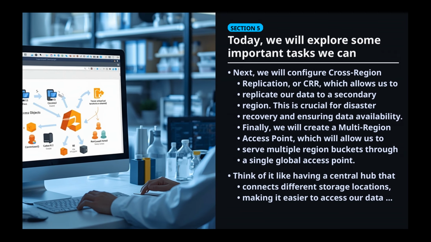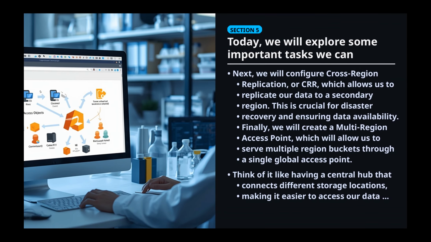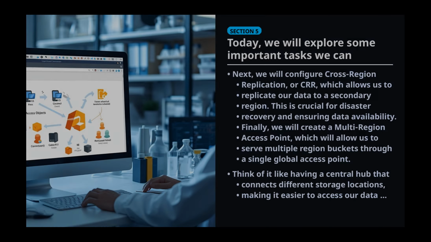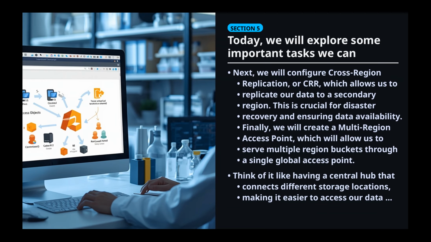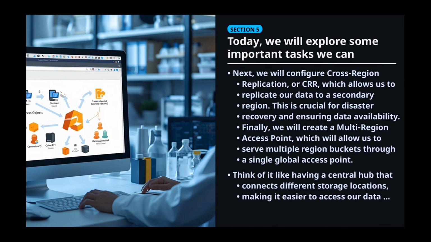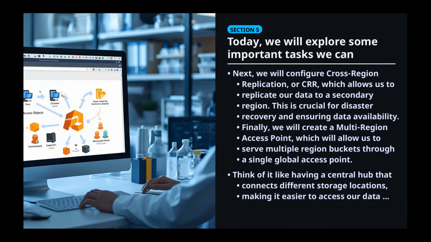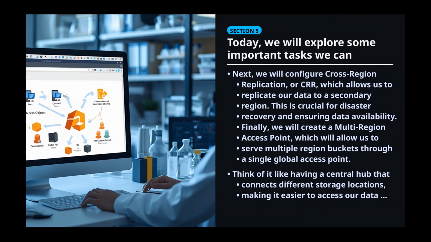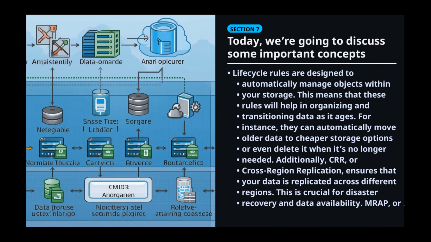Finally, we will create a multi-region access point, which will allow us to serve multiple region buckets through a single global access point. Think of it like having a central hub that connects different storage locations, making it easier to access our data from anywhere. In summary, we will create an S3 bucket, set lifecycle rules, configure CRR, and establish a multi-region access point to enhance our data management. Lifecycle rules are designed to automatically manage objects within your storage.